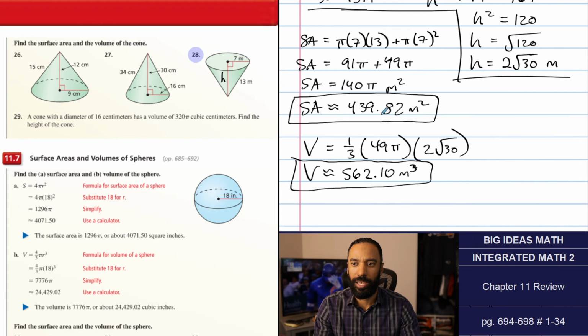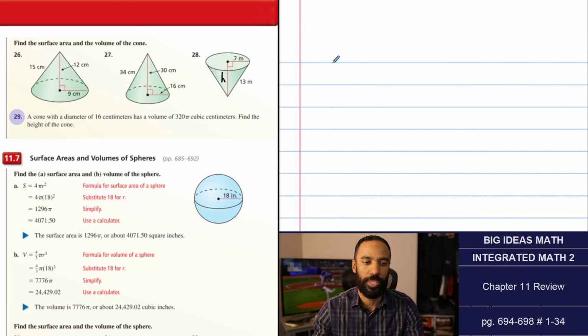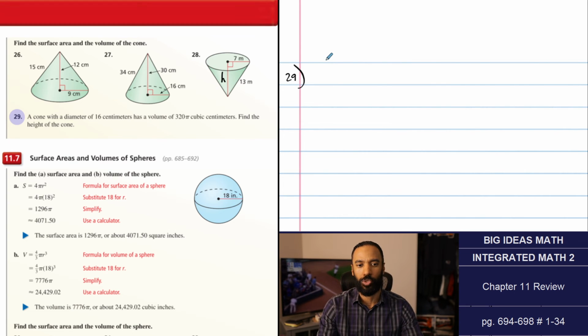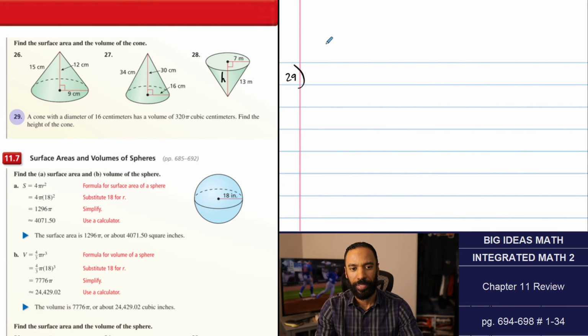Okay, so there is number 28. That is the volume and surface area. I mean, that took a lot of work because we had to do a lot of things within those, 2 things in each problem. We still have number 29 to do. And on number 29, they say a cone with a diameter of 16 centimeters has a volume of 320 cubic centimeters. Find the height of the cone.